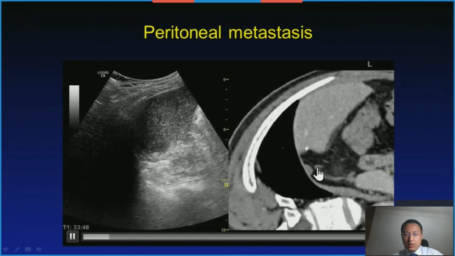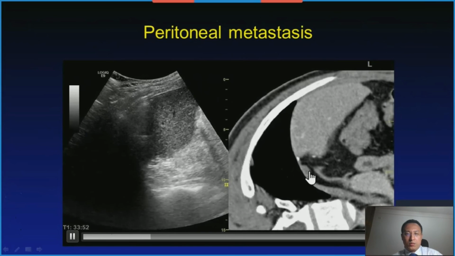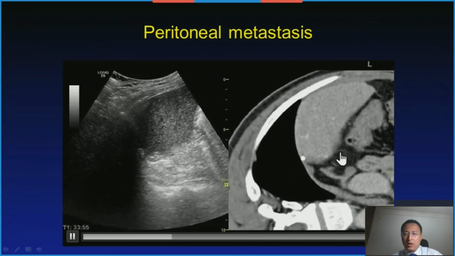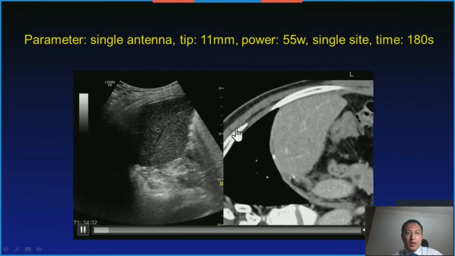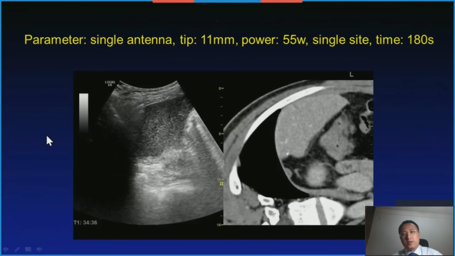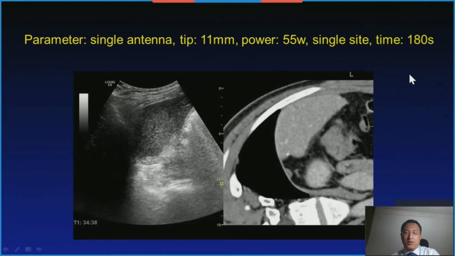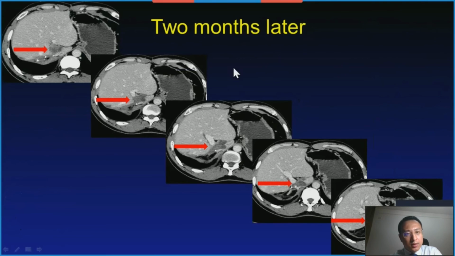And the third lesion is, I think, peritoneum metastasis. We used fusion images guided to ablate. Also a single antenna, tip 11 millimeter. Power is 55 watt. And 2 months later, the contrast enhanced CT.